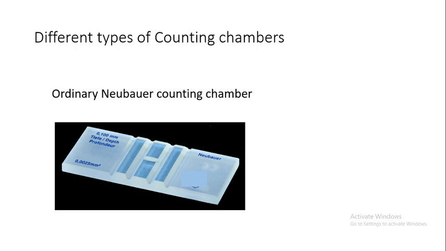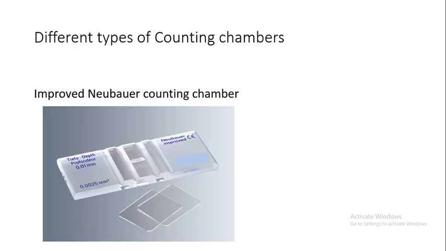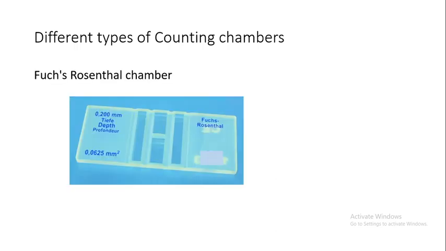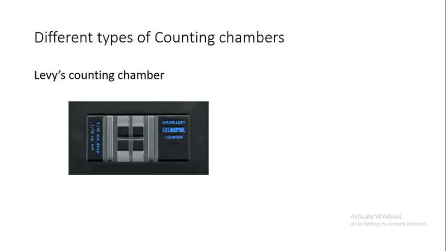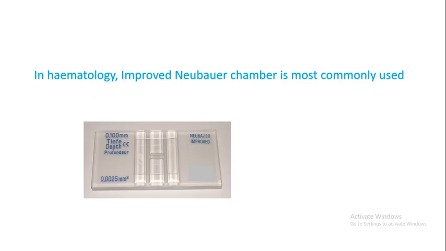A special cover glass with very smooth surface and even thickness is used. There are different types of counting chambers: Neubauer counting chamber, improved Neubauer counting chamber, Fuchs-Rosenthal chamber, Mackler counting chamber, Lewis counting chamber. In hematology, the improved Neubauer counting chamber is most commonly used.